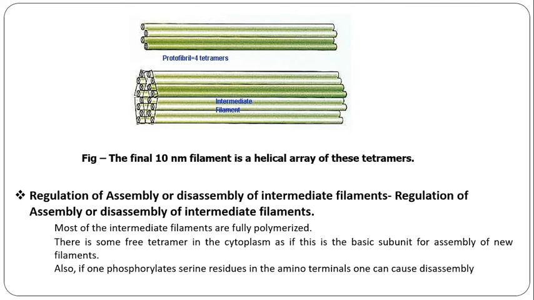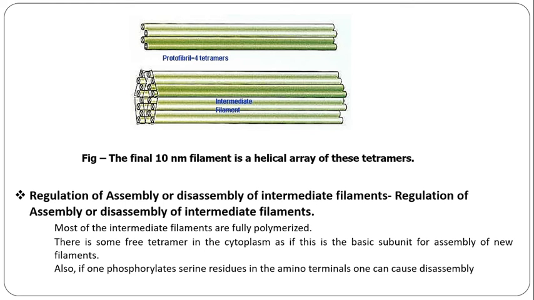So here the final 10 nanometer filaments form a helical array of these tetramers. So these dimers form staggered tetramers that line up head and tail. And note here the carboxyl and amino terminals project from these protofilaments. So this tetramer is considered the basic subunit of the intermediate filaments. Got it? It is the basic subunit of the intermediate filaments.